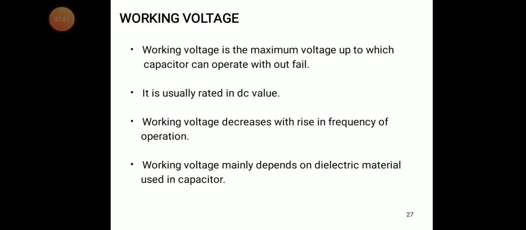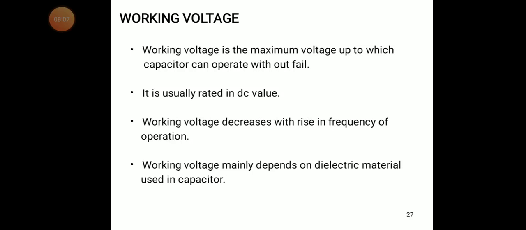The meaning is, before, what we discussed is dielectric strength. What is dielectric strength? It states that the maximum voltage the dielectric can withstand is given by the dielectric strength. Now, working voltage is nothing but the maximum voltage up to which the capacitor does not get damaged, or the capacitor will work without fail. That is called the working voltage.